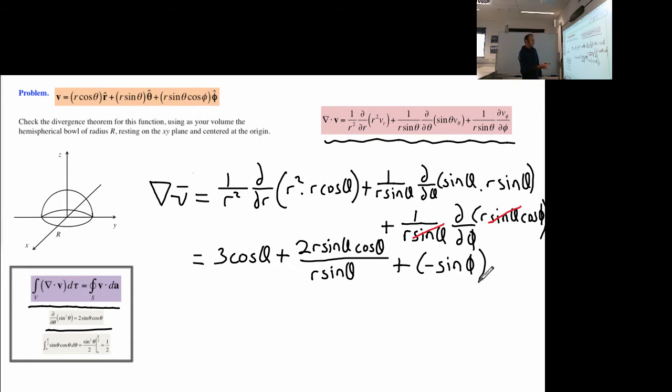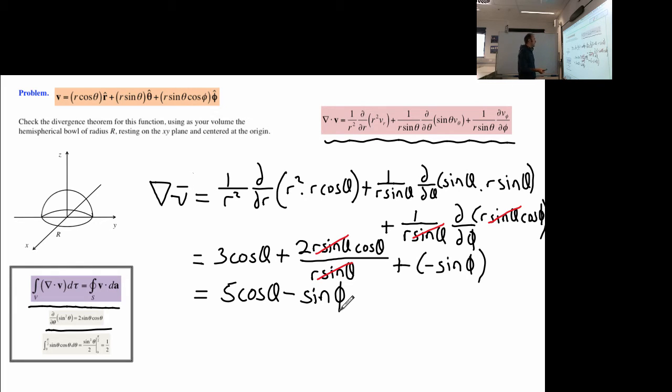Okay, so that's the first step. Let's just do it a little bit neater here. Our r sine theta is going to go, so we're left with 2 cos theta. So finally what we have is 5 cos theta minus sine phi. Okay, so that's our first step to solving this problem.